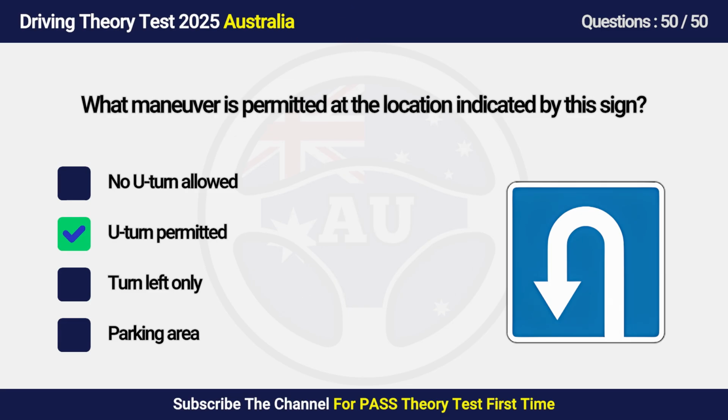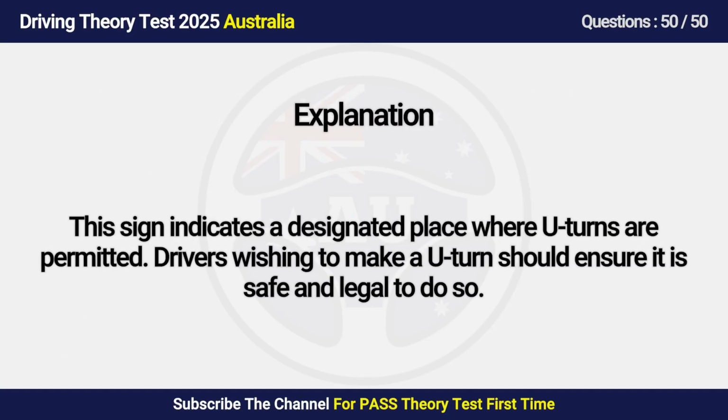Answer is B, U-turn permitted. This sign indicates a place where U-turns are permitted. Drivers wishing to make a U-turn should ensure it is safe and legal to do so.